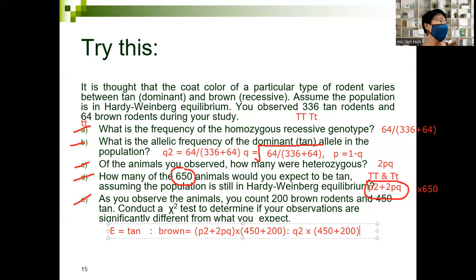Because the total number of your expected must be the same as your observed. So to make it the same: observed tan is 450, brown is 200. So your expected, you add up, must equal 450 plus 200, same as this one. Then only you can compare between the two. So you make the population size of the expected and the observed exactly the same to compare. Okay?